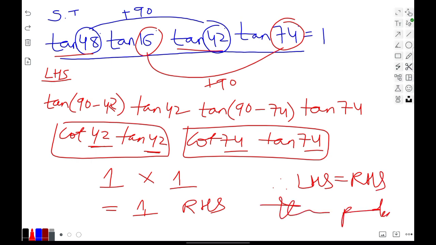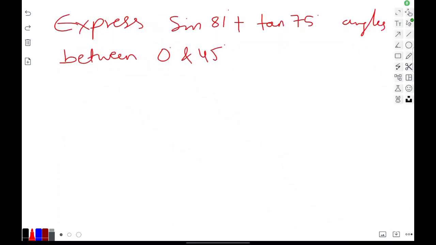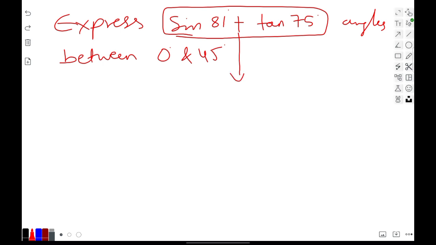Got it? Okay, let's see the next question. Express sine 81 degrees plus tan 75 degrees in terms of angles between 0 degrees and 45 degrees. What they asked is, they gave trigonometric ratios with angles more than 45 degrees, and we need to convert them to between 0 and 45 degrees. Simple, just use the previous method.